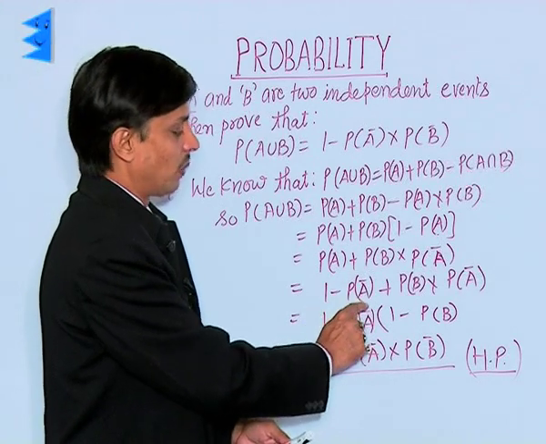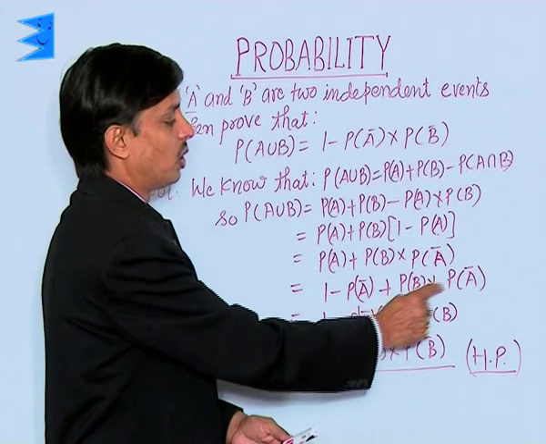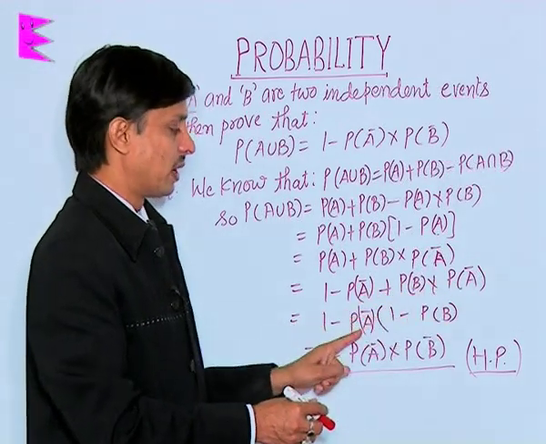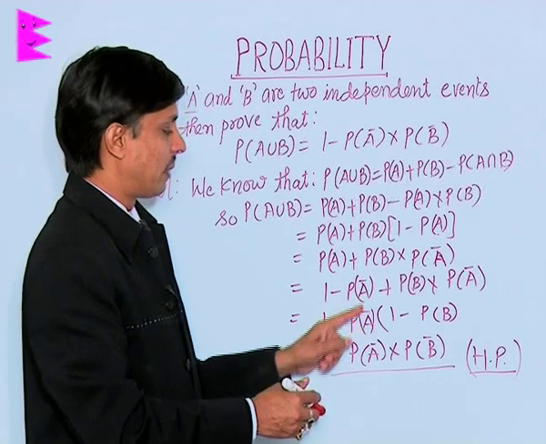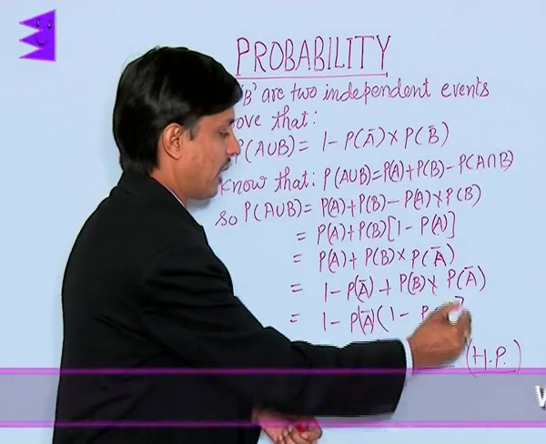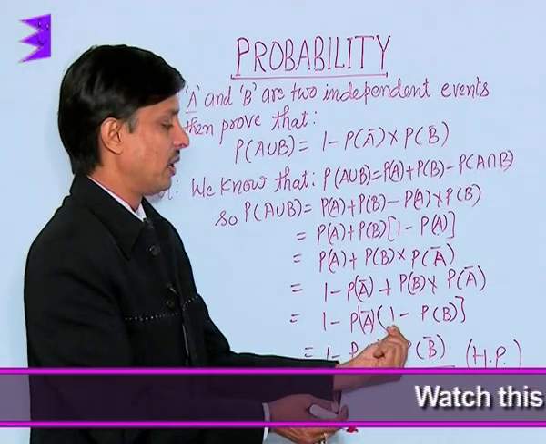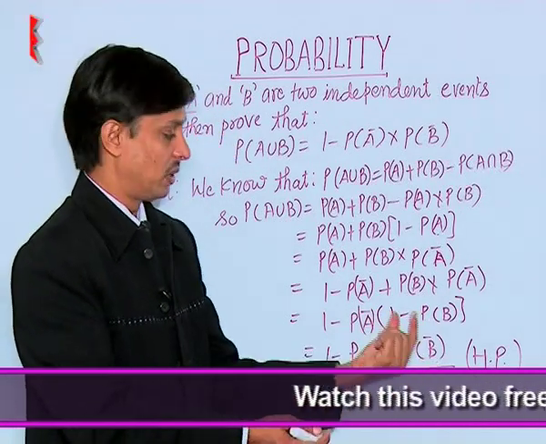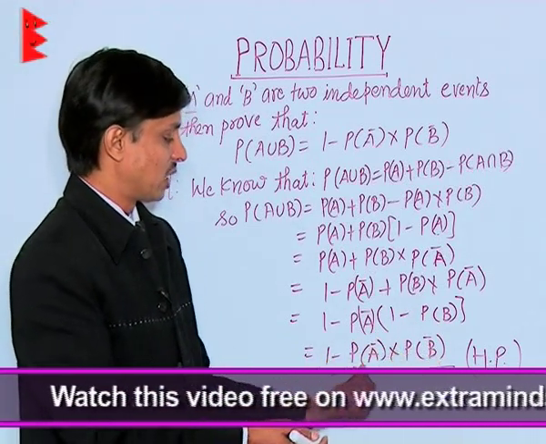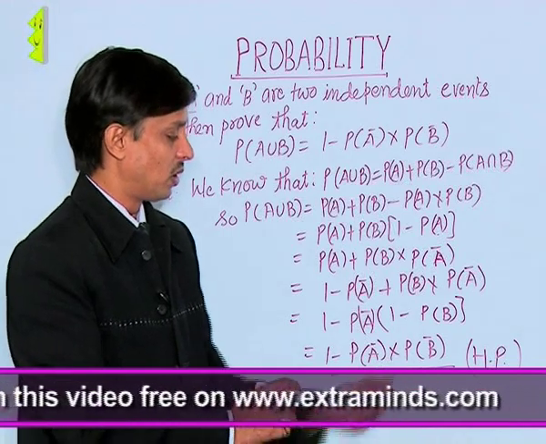1 minus probability of A not plus probability of B into probability of A bar. Then probability of A bar is common, and we are left with 1 minus probability of B. It is 1 minus probability of B, which can be written as probability of B not, because not happening is 1 minus happening. So this becomes 1 minus P of A not into probability of B not.